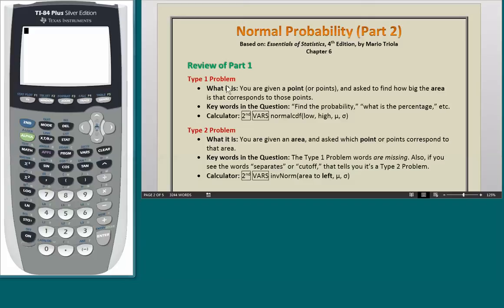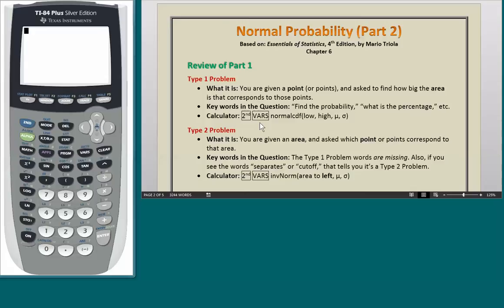A type 1 problem is where you are given a point or points and you are asked to find out how big the area is that corresponds to those points. And as was pointed out in Part 1, area really simply represents probability or percentage. So the key words in the question that you're looking for to know it's a type 1 problem are find the probability, what is the percentage, some combination of those words.